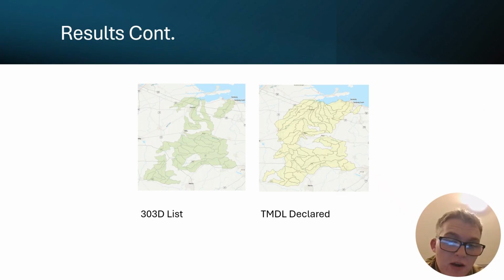But there are still some areas that were a little intense that aren't on that 303D list and should probably be looked at again. Now on the right here, you can see all the catchments that have a TMDL declared. A TMDL stands for total maximum daily load, and this is a set amount of pollution that's allowed. So someone declares how much pollution is allowed within a creek or river, and this is done to ensure that the pollutant doesn't go over a critical level that could be harmful to people or animals.